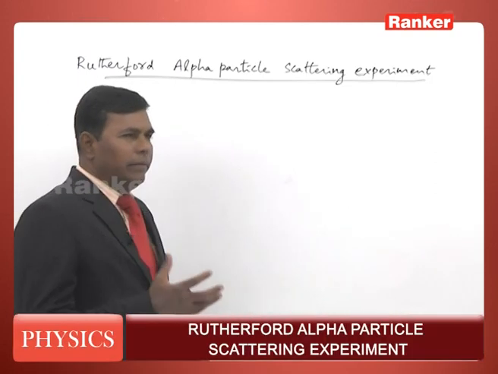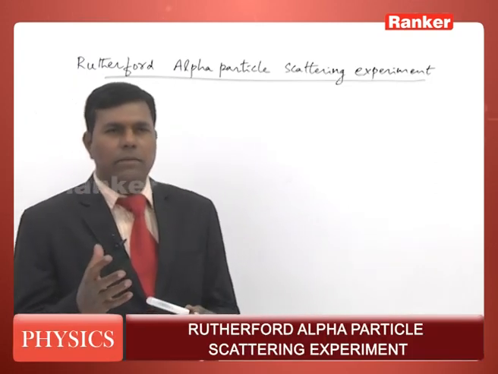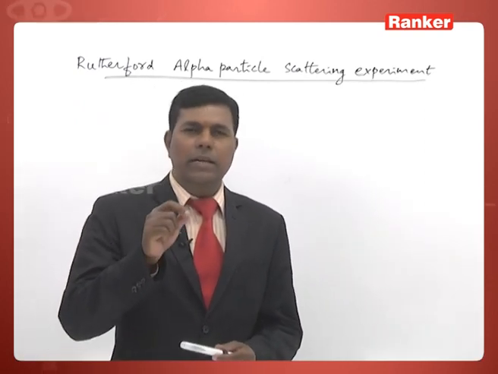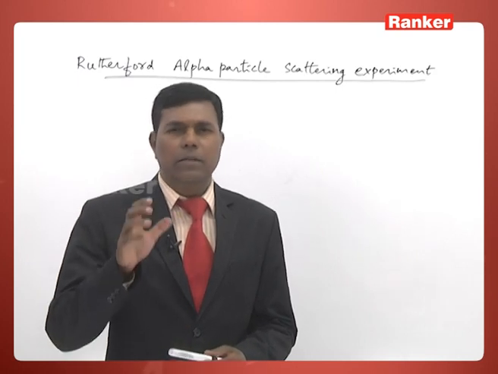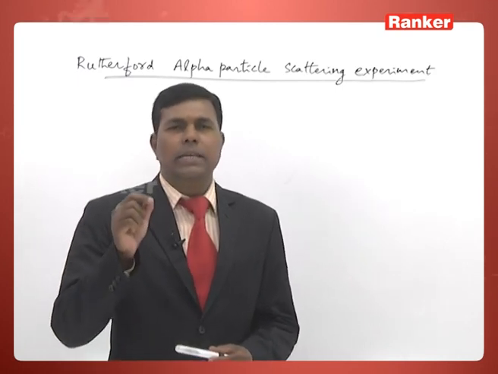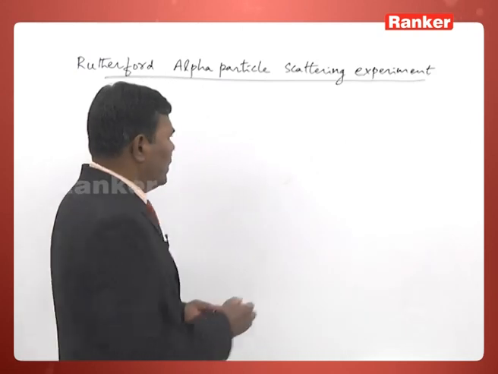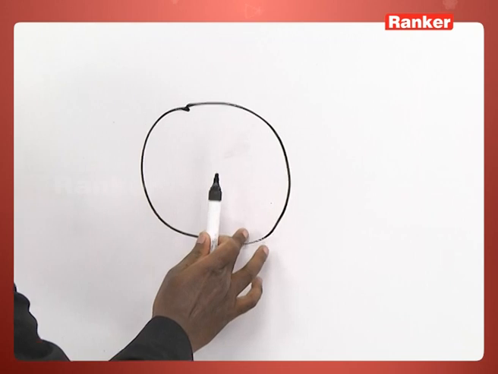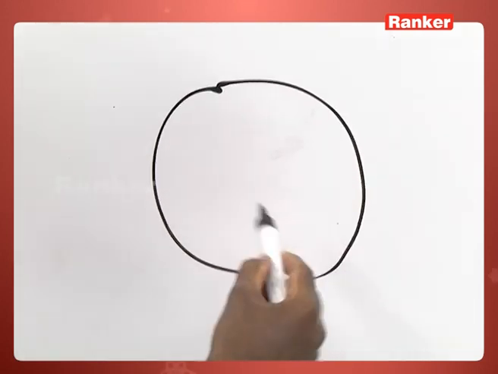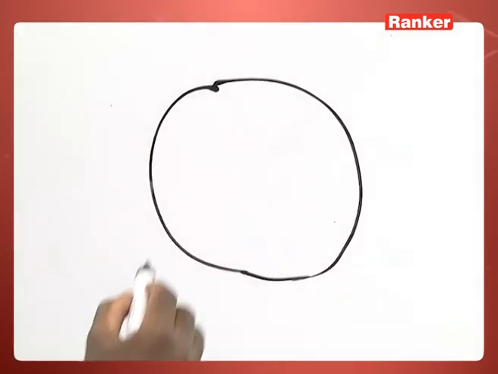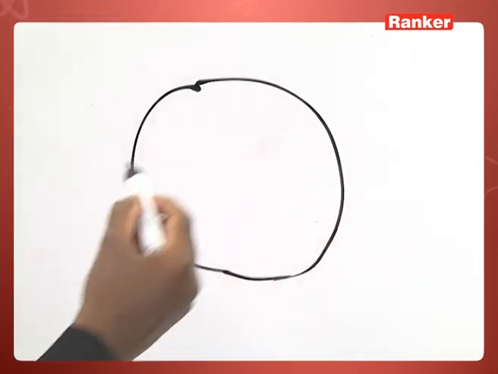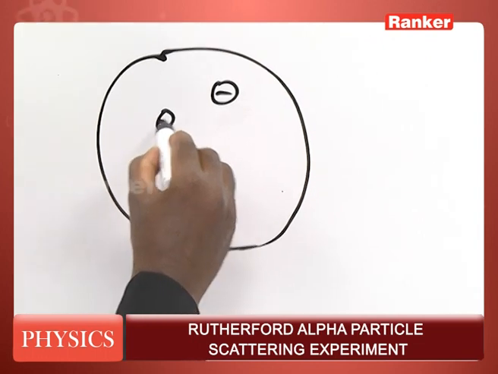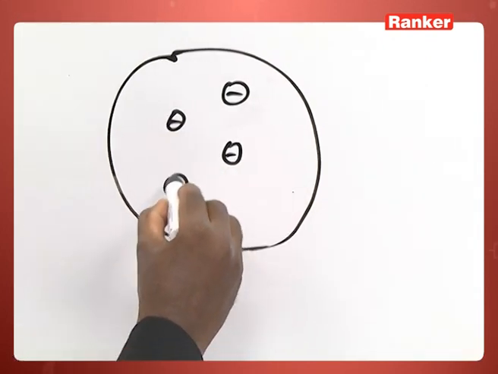An atom consists of a sphere on which a positive charge is uniformly distributed and negative electrons are embedded into it, like seeds in a watermelon or cherries in a cake. It is something like this. Let us say there is a sphere, this is an atom according to the Thomson model, on which positive charge is uniformly distributed, and then you have negative electrons which are embedded into it, something like this.